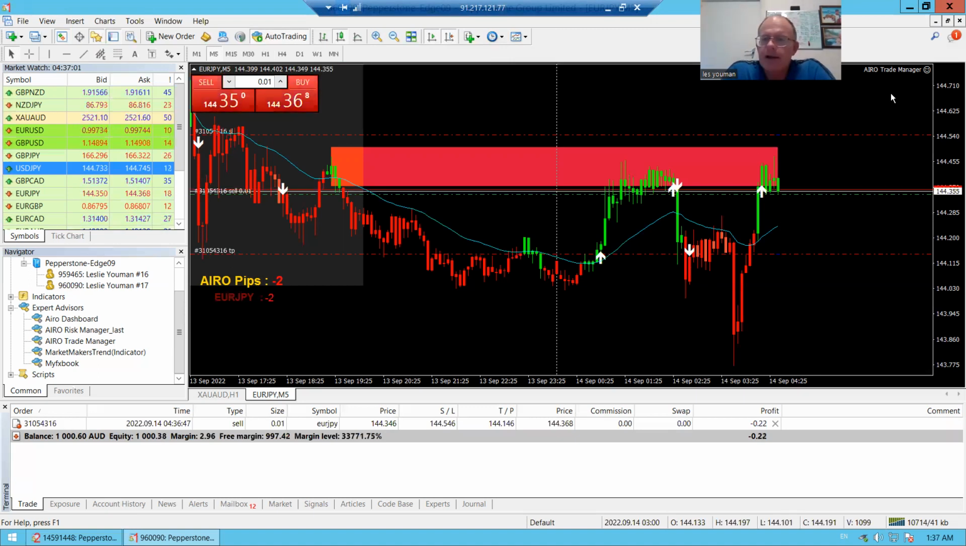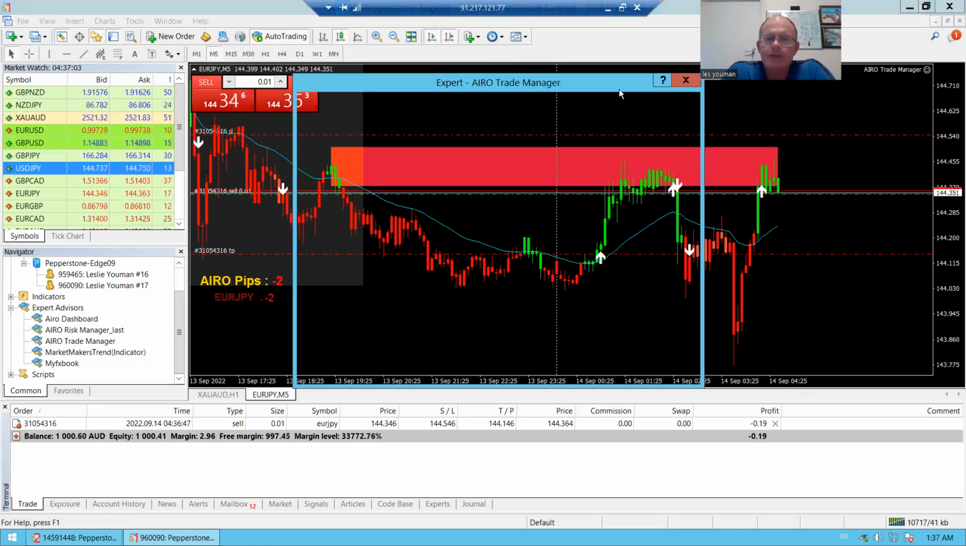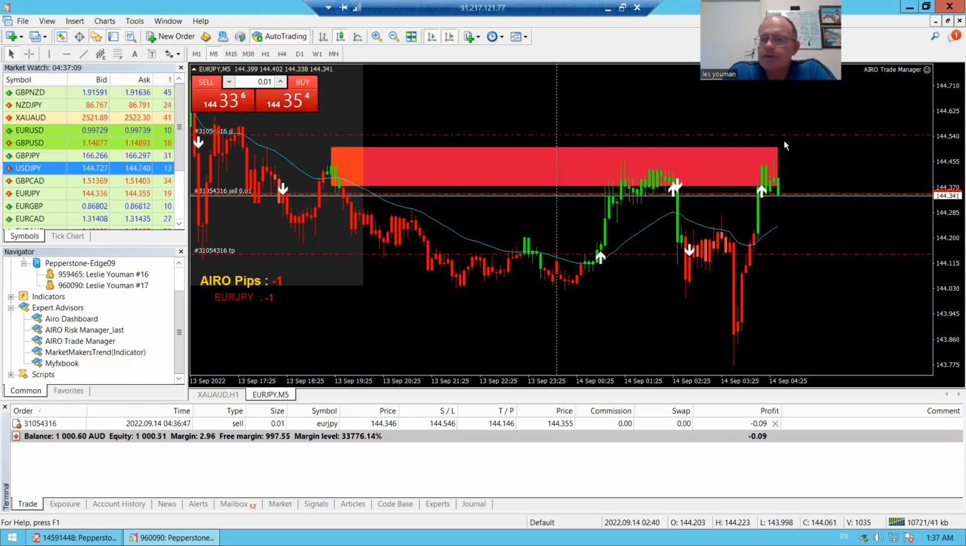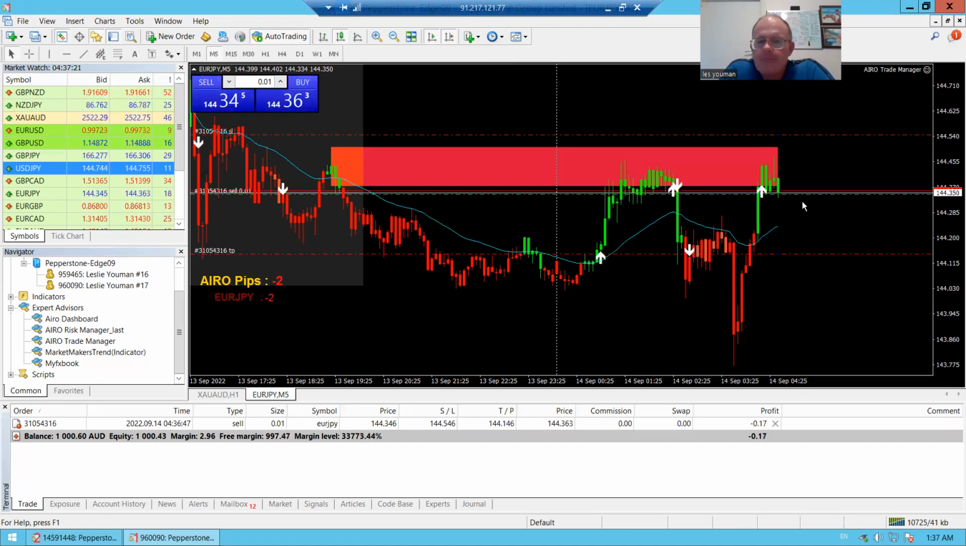You can, as I said before, adjust the values here so that you have a much better risk to reward ratio, because both of these being on 200 is just a 1-to-1 risk to reward ratio, meaning you need to win more than 50% of your trades to make profit.